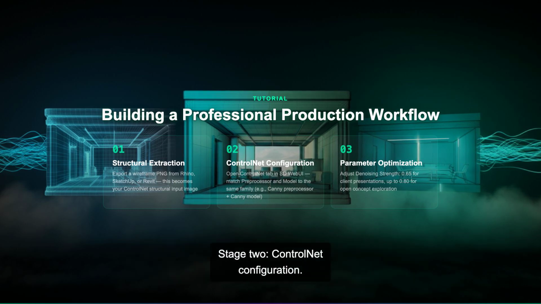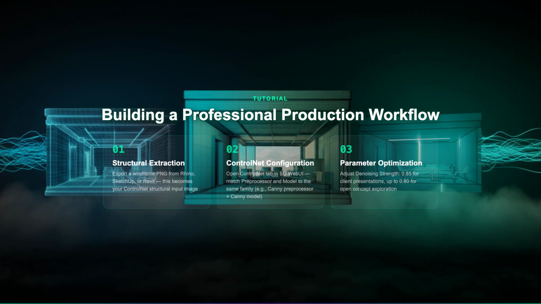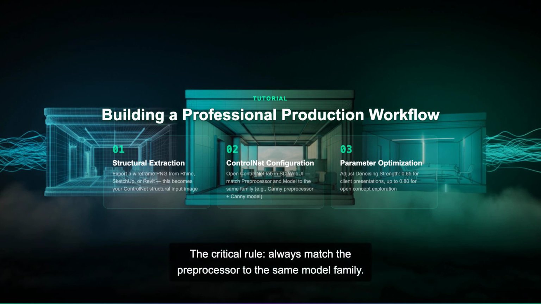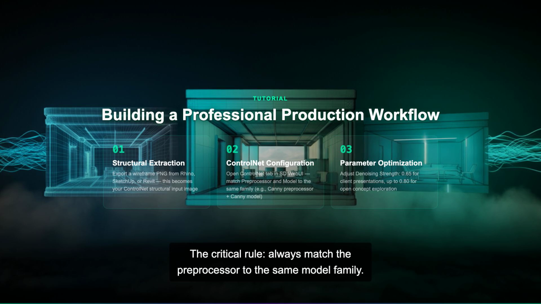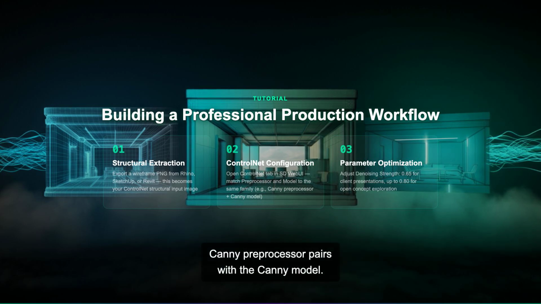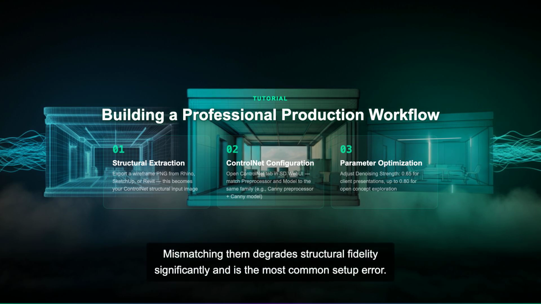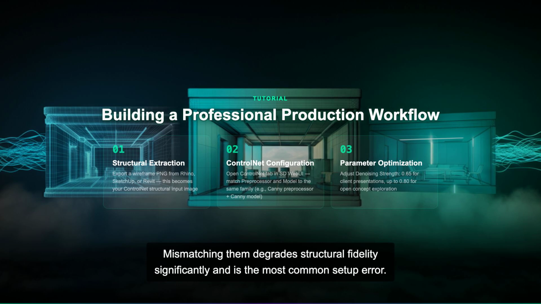Stage 2. ControlNet configuration. Open the ControlNet tab inside Stable Diffusion Web UI. Upload your extracted image and select your model. The critical rule: always match the preprocessor to the same model family. Canny preprocessor pairs with the Canny model. Depth preprocessor pairs with the depth model. Mismatching them degrades structural fidelity significantly and is the most common setup error.